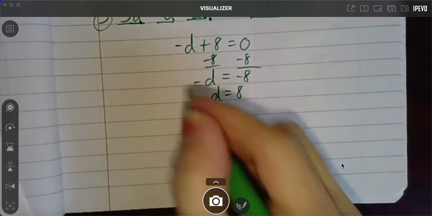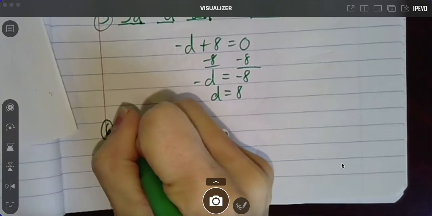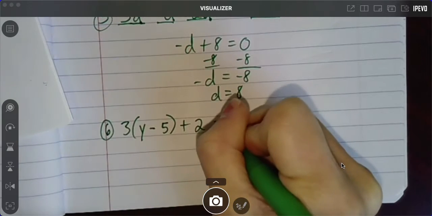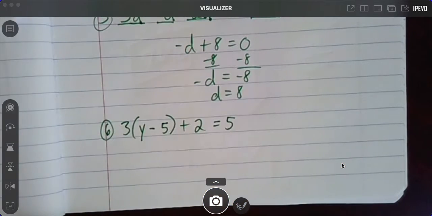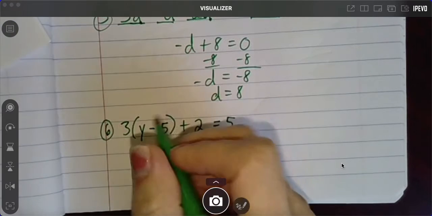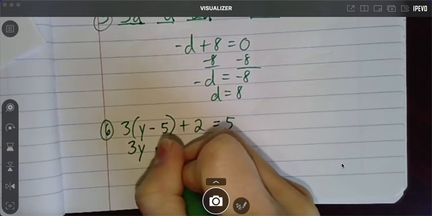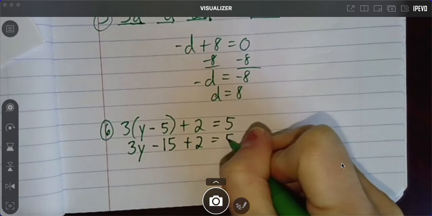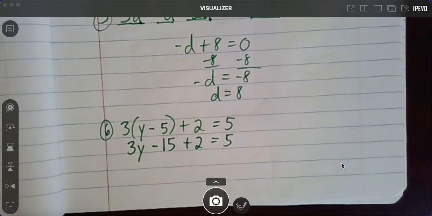Number 6. 3 times y minus 5 plus 2 equals 5. What do I do with that 3? Distribute. So I get 3y minus 15. That's all I distribute it to, and I write everything else down: 3 times y, 3 times 5. Can I add negative 15 and 2 together? I can. Those are like terms right here next to each other.